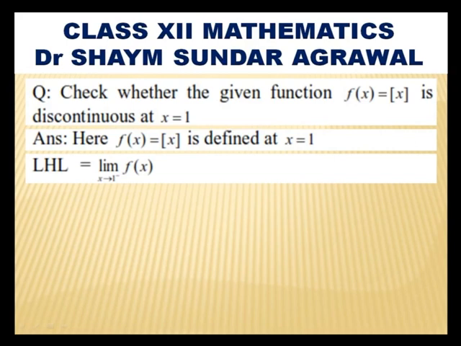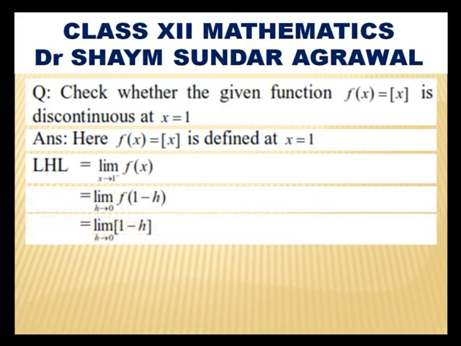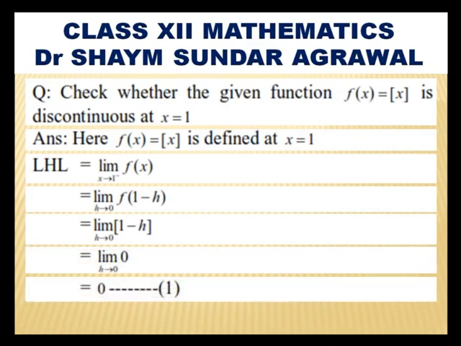That means we have to find out whether the left hand limit and right hand limit are equal or not. So the left hand limit is limit x tends to 1 minus of f(x), meaning limit h tends to 0 of f of 1 minus h, that is limit h tends to 0 of [1 minus h], and the bracketed value of 1 minus h is 0. So limit h tends to 0 of 0 equals 0. So the left hand limit is 0.